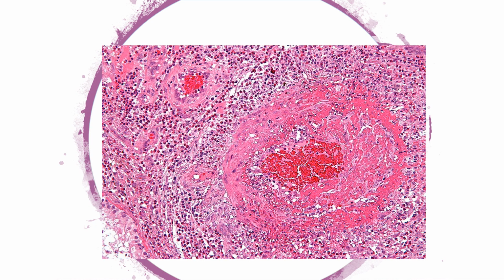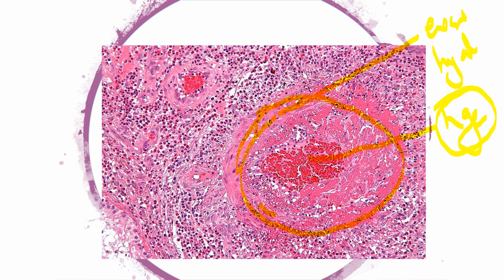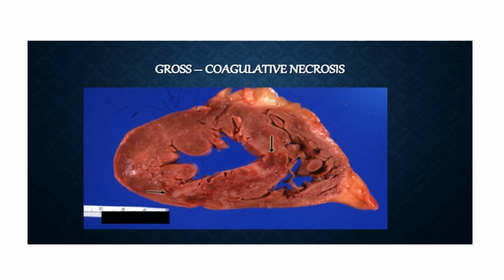Can you appreciate this wall of the artery? Can you appreciate these eosinophilic deposits, eosinophilic hyaline deposits? Yes, we can see these eosinophilic hyaline deposits, and in the center there is an area of hemorrhage due to rupture of the vessel. So this is fibrin-like material in the wall of the artery, eosinophilic hyaline amorphous structure, and this is called fibrin-like. Next, this is coagulative necrosis gross.